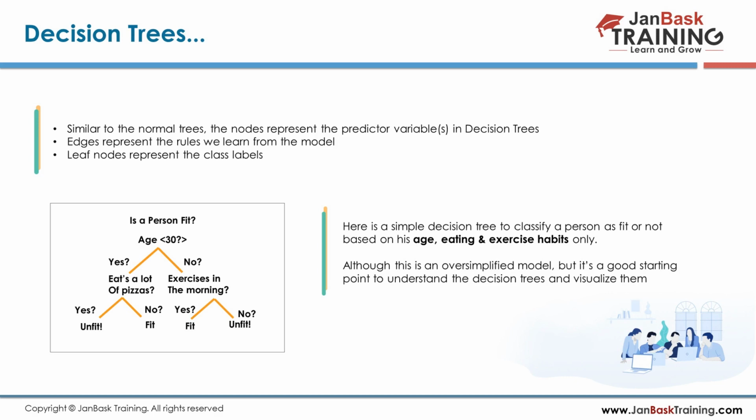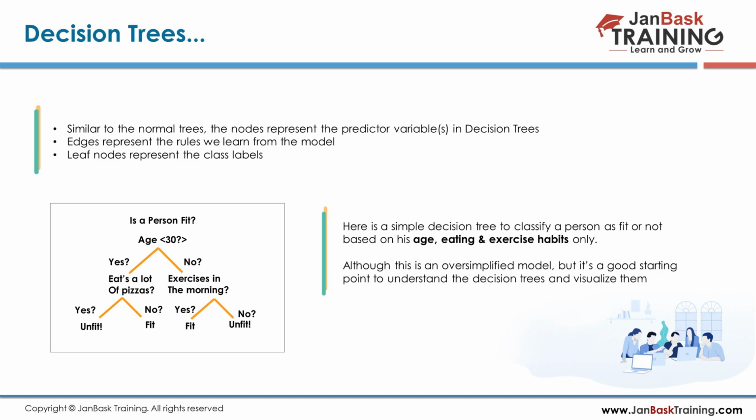So here, is a person fit? The model is checking on the basis of one feature, that is the age. Age less than 30, yes or no? Suppose a person is greater than 30, yes. It's a lot of pizzas. So if yes, then unfit, if no, then fit.